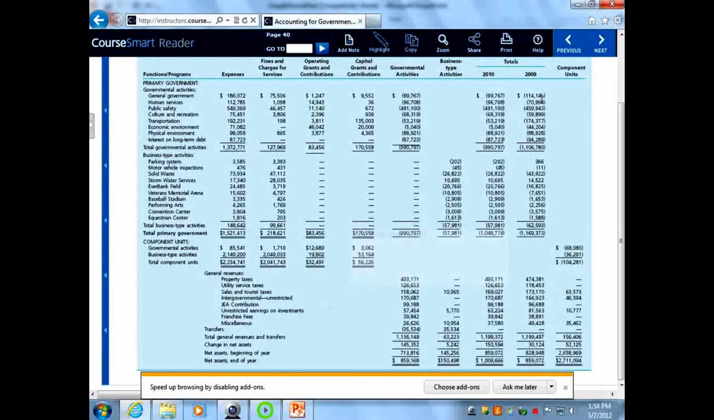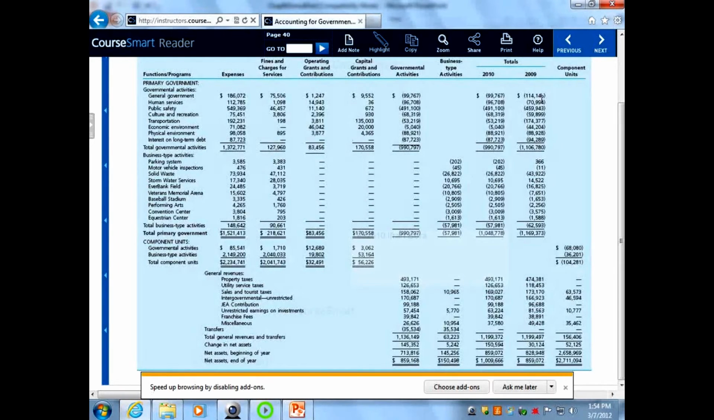So, by the way, there's one little line that says transfer, and you can read what happened here, right? There was a transfer from one to the other. Okay, so this is the change in net asset. After you subtract your expenses from your revenues, this is the net for governmental activities, 145, and for the business side, 5,000. This is how we look at it. Did you get this? Good.